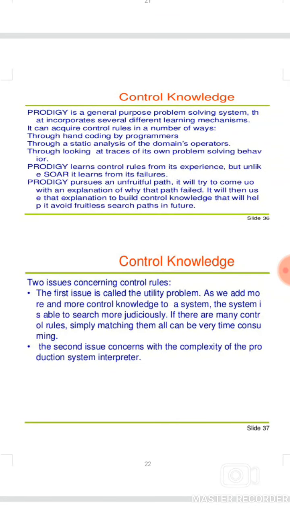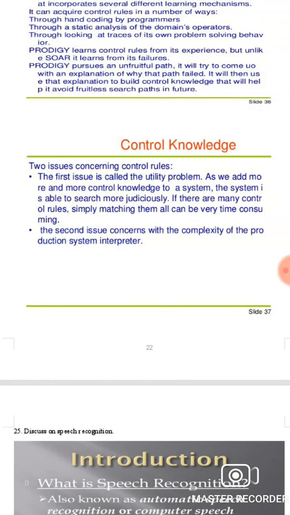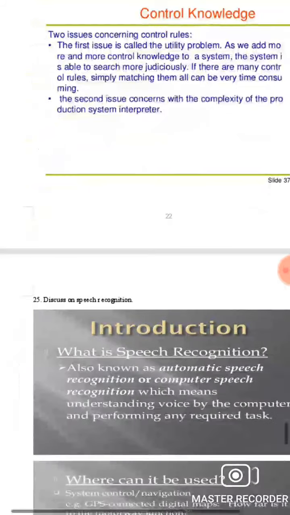Two issues concerning control rules. The first issue is called the utility problem. As we add more and more control knowledge to a system, the system is able to search more judiciously. If there are many control rules, simply matching them all can be very time consuming. The second issue concerns the complexity of the production system interpreter.